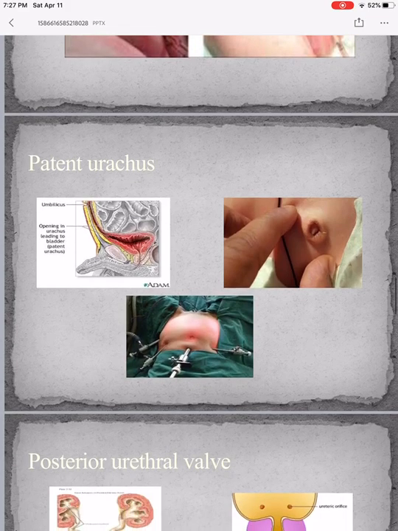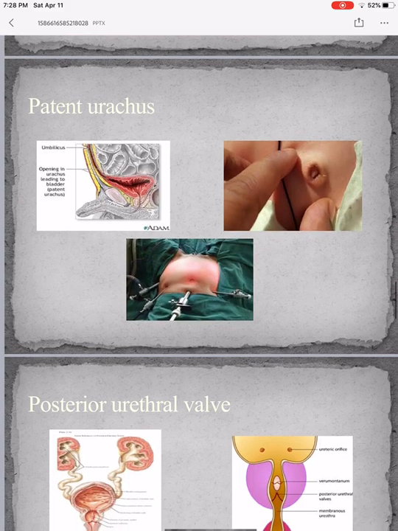A patent urachus is also another anomaly. Here the urine is dribbling from the umbilicus. We can see from the picture above on the right and the drawing on the left that there is a tract connecting the bladder to the umbilicus. In surgery, here in a laparoscopic approach, we can remove the umbilicus with the connecting stalk to the bladder, and even a cuff of bladder is removed.